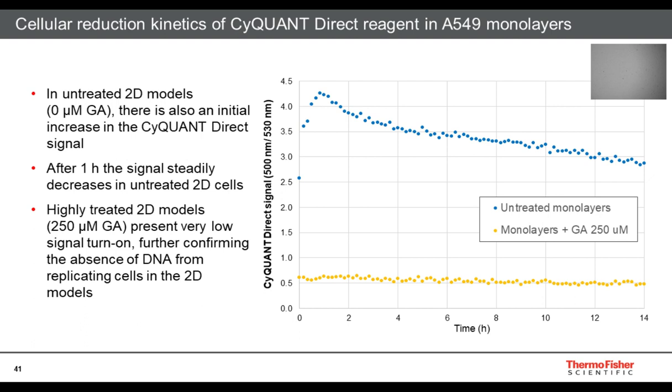Now, because one of the components of the CyQUANT Direct assay is a background suppressor that continues to enter the cell slowly over time, CyQUANT Direct can only be used as an endpoint assay. As shown here with the untreated monolayer cells, the blue line, after about an hour of incubation with CyQUANT Direct, the fluorescent signal starts to drop and continues to drop dramatically. Now, this drop in signal will provide a false negative. With drug treatment of monolayer cells, there is little to no signal, confirming the absence of DNA from replicating cells.